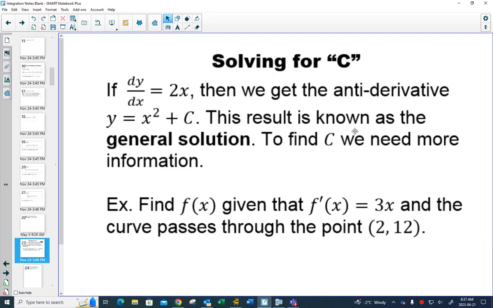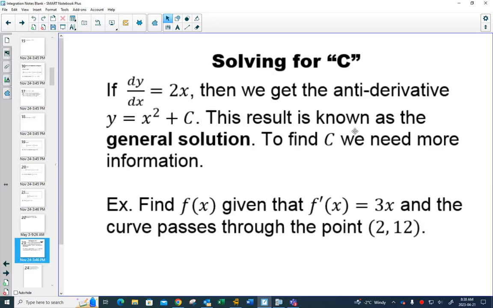So on Wednesday, we learned that we could work backwards. And when we work backwards from 2x, because the derivative of x squared is 2x, that's fairly easy. But we always have this plus c, because there could be any number there, because when you take the derivative of any number by itself, it's 0. Now, there will be some questions where we actually want to solve for c.